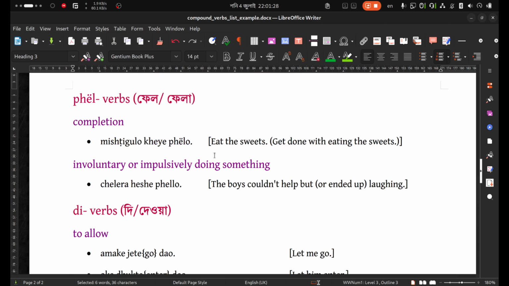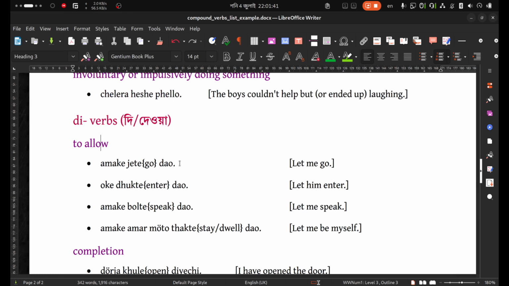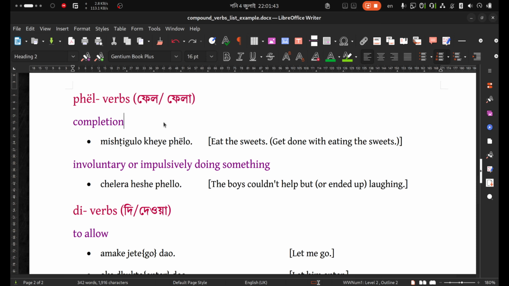Dewa means to give, to provide. So dewa verbs can be used to mean that. But it has some other usages as well. That's why I have put it later. So the answer is dewa.